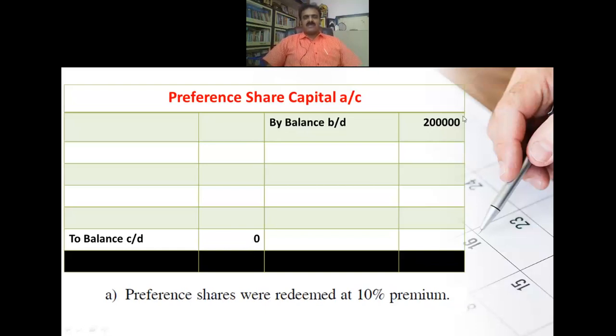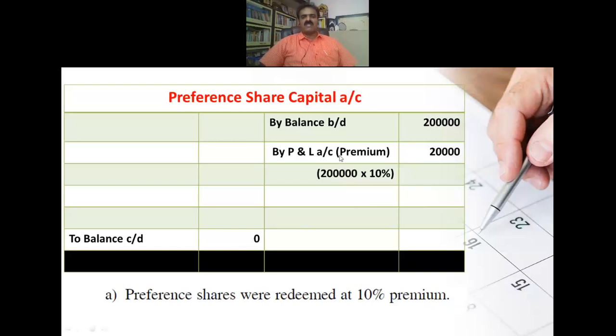This paid back value is at a premium of 10%. In addition to 2 lakh rupees, another 10% is redeemed, it is paid back. Therefore, this 10% will be calculated on 2 lakh rupees. 2 lakh rupees into 10% comes to 20,000. That 20,000 rupees is called the premium on redemption, that will be transferred to profit and loss account.